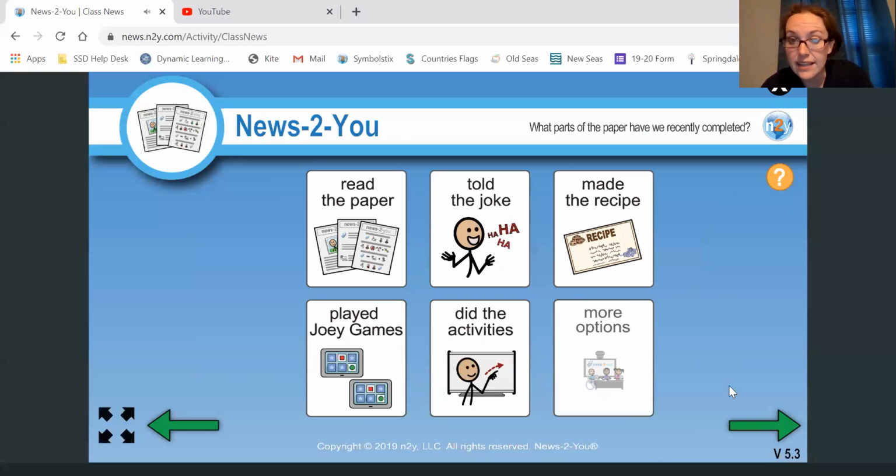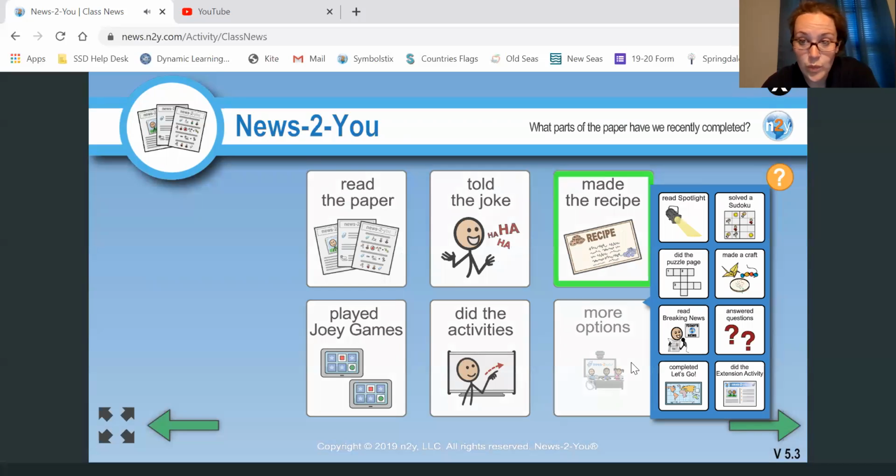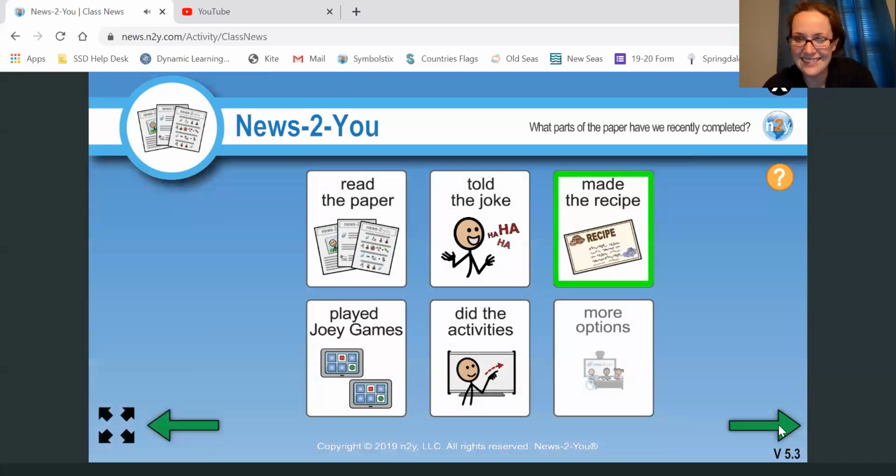Okay, so what have we done? We're doing the recipe today. Made the recipe. Also, we are going to be reading Spotlight. So I was looking to see if that's on here. I actually don't see that one. That might be on. Oh, I'm sorry, it's right here. Read Spotlight. We did that today also.